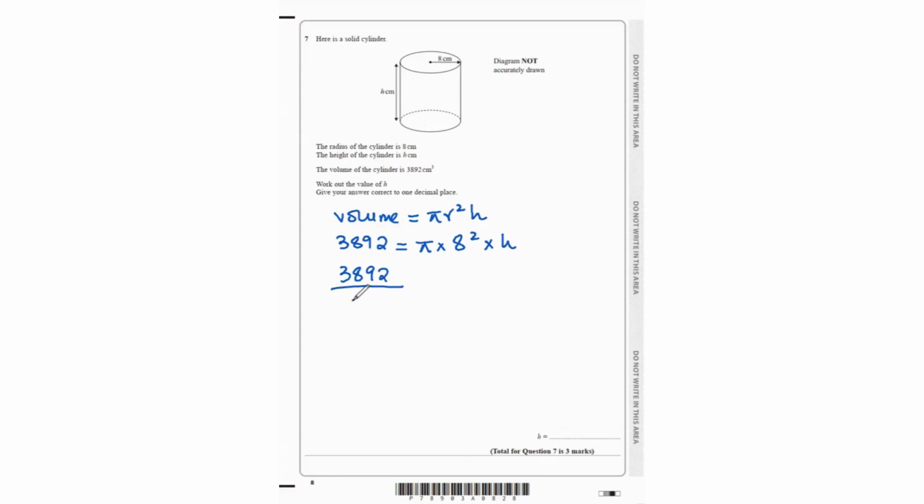3892 is divided by 64 pi. So we plug this in the calculator. That gives us 19.4 centimeters as the height. That's your answer. So very easy three marks, nothing complicated over here.